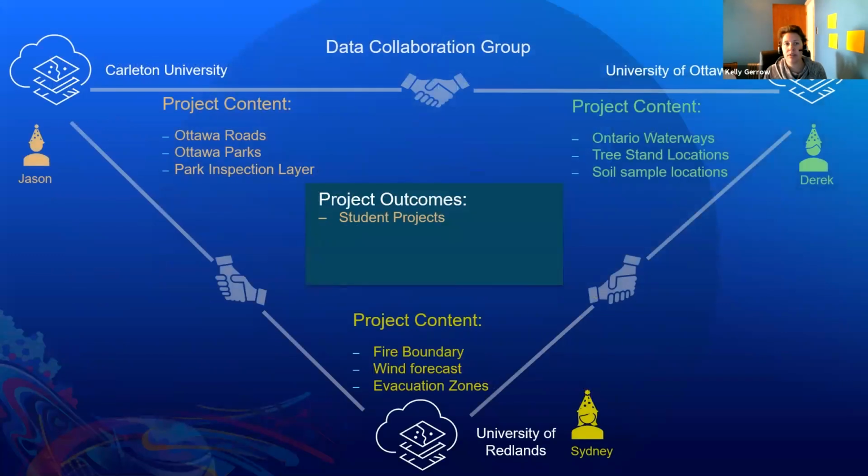So this collaboration looks a little bit different. We do have 3 partnered collaborations that need to be set up. One between Carleton University and the University of Ottawa, one between the University of Ottawa and the University of Redlands, and then one between Carleton University and the University of Redlands. These are 3 separate relationships that need to be set up, but once all of these relationships are set up, they can all work together in a single group.